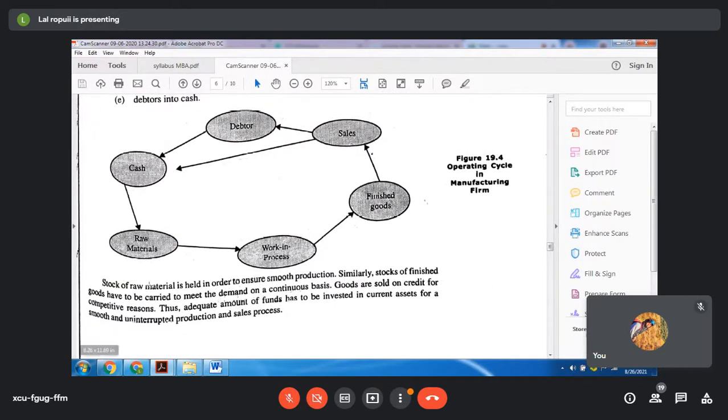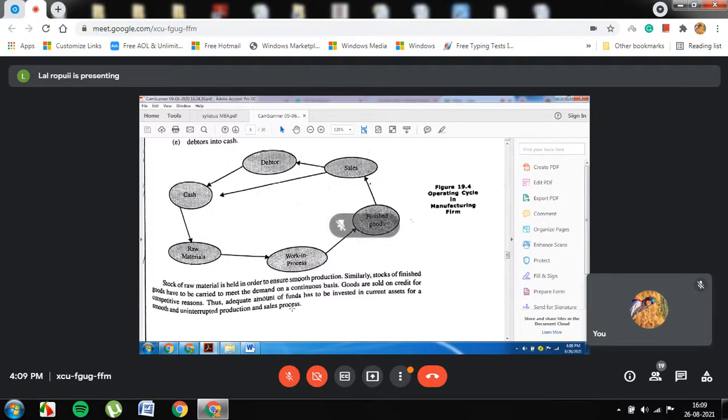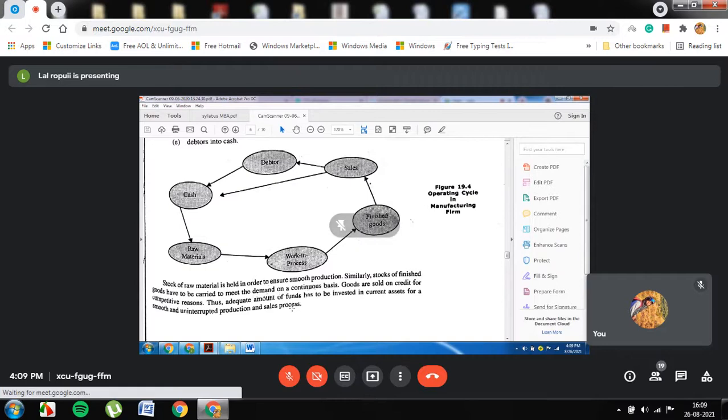You can see here, stock of raw material is held in order to ensure smooth production. Similarly, stock of finished goods has to be carried to meet the demand on a continuous basis. Goods are sold on credit for competitive reasons. Nowadays, people are selling their products on credit. I would not say most, but some people follow a liberal credit policy.